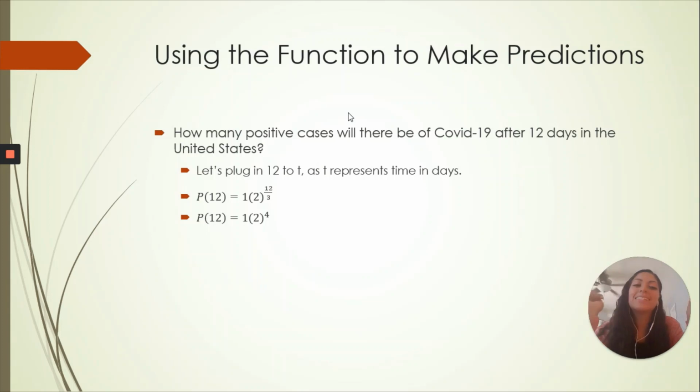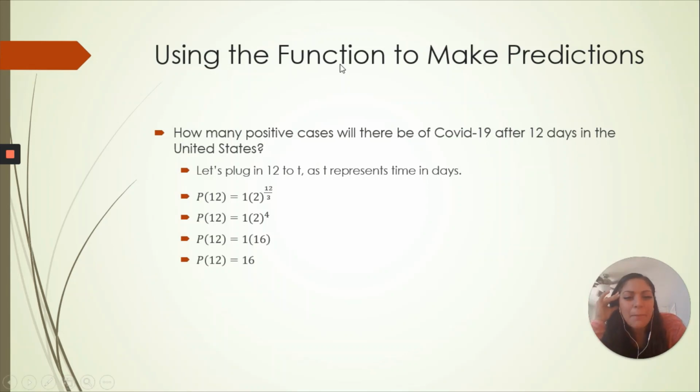But we still have an exponent. And what is the base of that exponent? The base of that exponent is 2. So we need to do 2 raised to the 4th power. Remember, that means 2 times 2 times 2 times 2. So that's going to give us 16. And then lastly, we can multiply. 1 times 16 equals 16. So we have P of 12 equals 16.